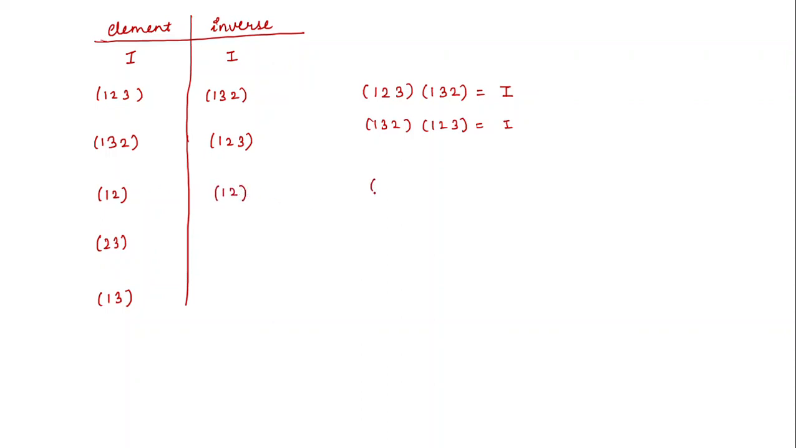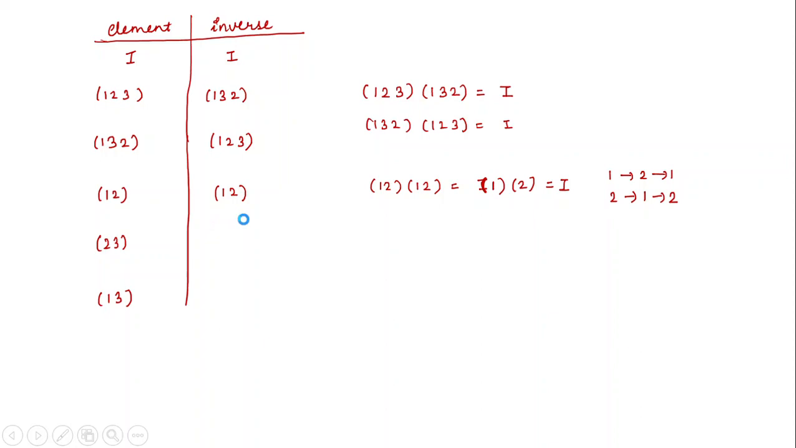You can clearly see (1 2) operated with (1 2) gives you identity, because 1 is mapped to 2 and 2 is mapped to 1. So here we will be having 1, 2 is mapped to 1, 1 is mapped to 2, so 2 again. So this is the identity permutation. So the inverse of (1 2) is (1 2).